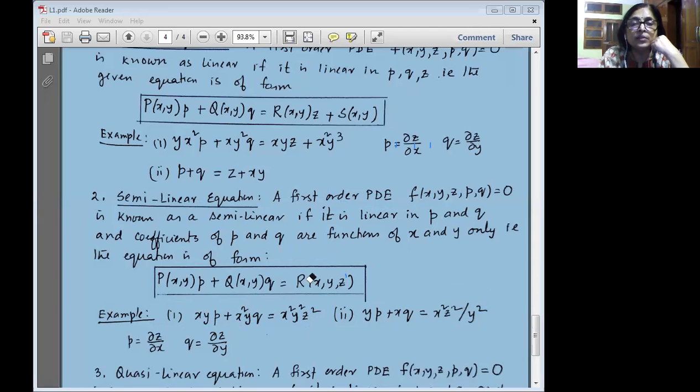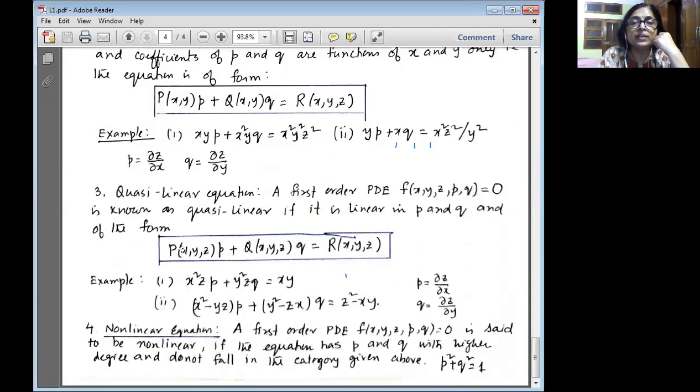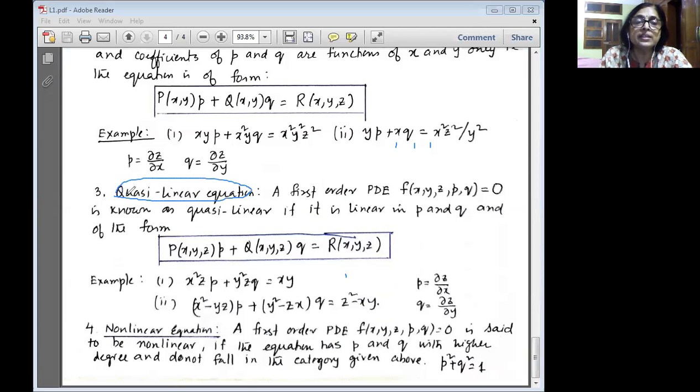Now the third kind of equation is known as the quasi-linear equation. As you go along with your study, you will see that there are a lot of equations which come under quasi-linear equations. So this is neither linear nor semilinear, but it is called quasi-linear.